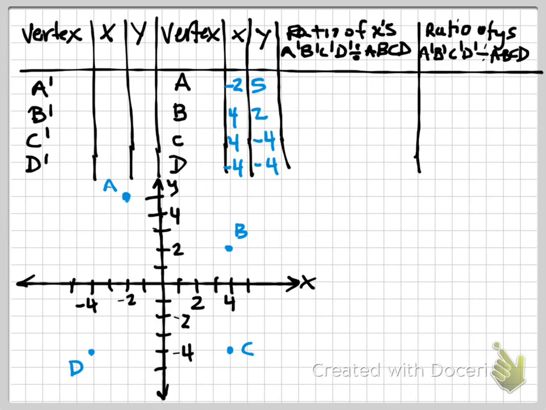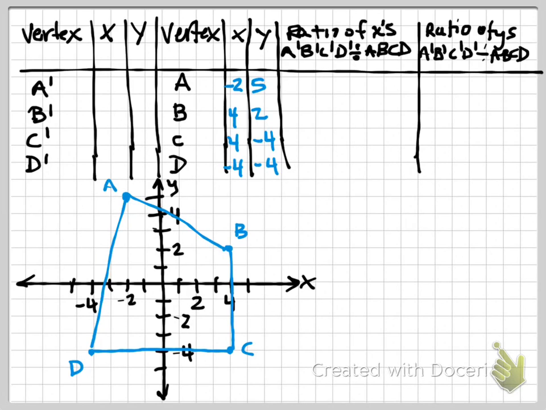Ratios of x's, and then the last column is ratio of y's, and then we're going to take the image that we get when we dilate and divide it by our original one. Okay, so that's where the A prime, B prime, C prime, D prime comes from. So we're going to connect this up. And we would just call this guy a quadrilateral. He has 4 sides. There's nothing special about him.